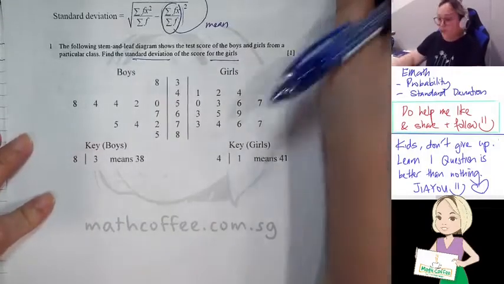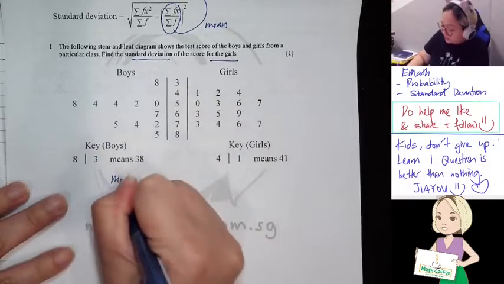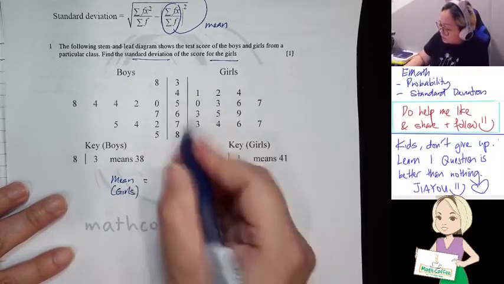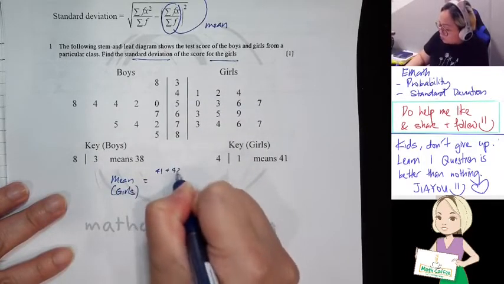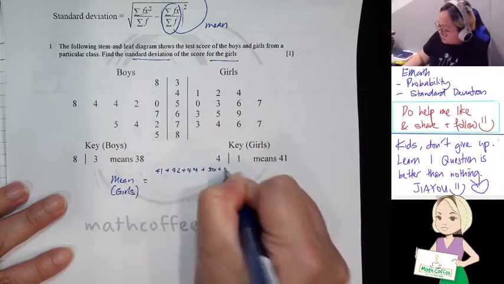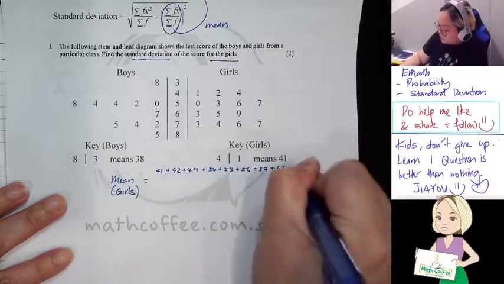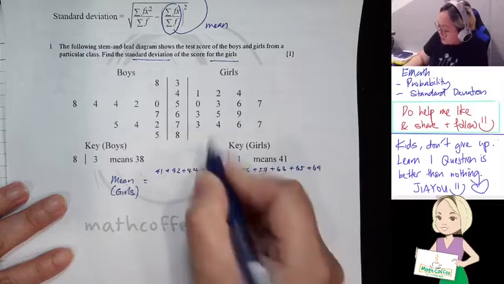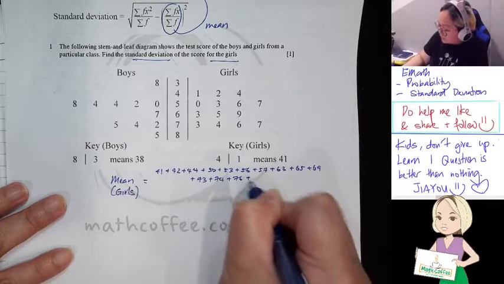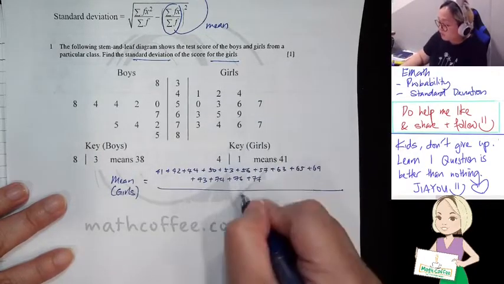Okay, so you will have to add 41, 42, 48. So I'm going to calculate the mean first. The mean for the girls, you have to take all the individual numbers, 41, 42, plus 44, plus 50, plus 53, plus 56, plus 57, plus 63, plus 65, plus 69, plus 73, plus 74, plus 76, plus 77, all the data, and then after that divide by the total number of data you have, which is 14.